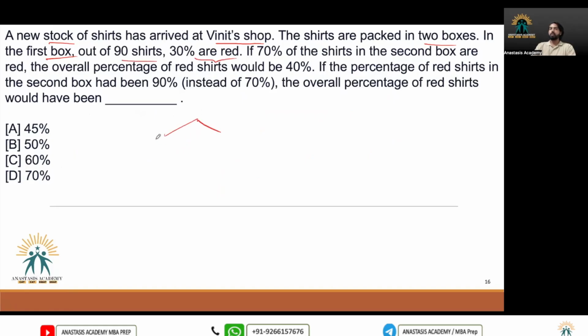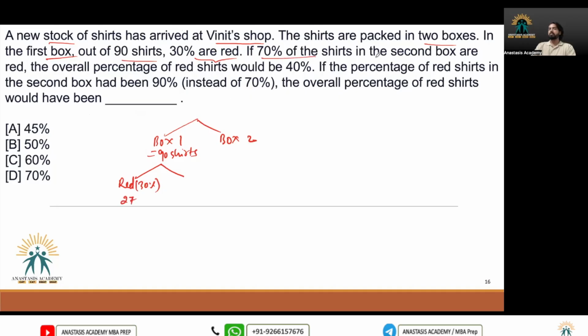So there are two boxes. This is box 1 and this is box 2. In box 1, there are 90 shirts because it is given that out of these 90 shirts, 30% are red. So how many shirts are red? 30% of this number is 27.